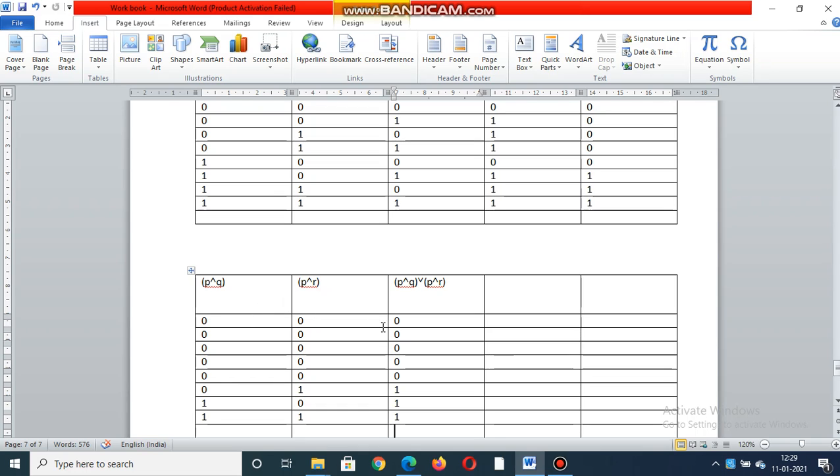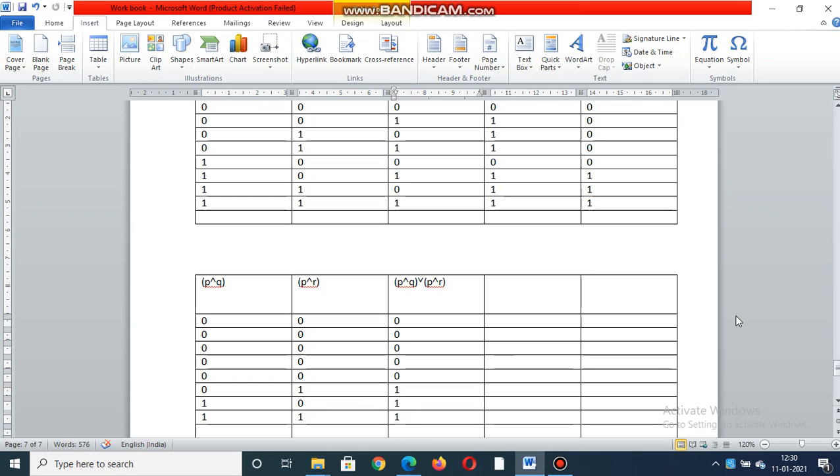So 0, 0 output is 0. 0, 0 output is 0. Once again 0, 0 output is 0. Up to here it is 0 only. Once again 0, 1 output is 1, because in disjunction if any one input is true, definitely our output is true only. 1, 0 output is 1. 1, 1 output is 1.